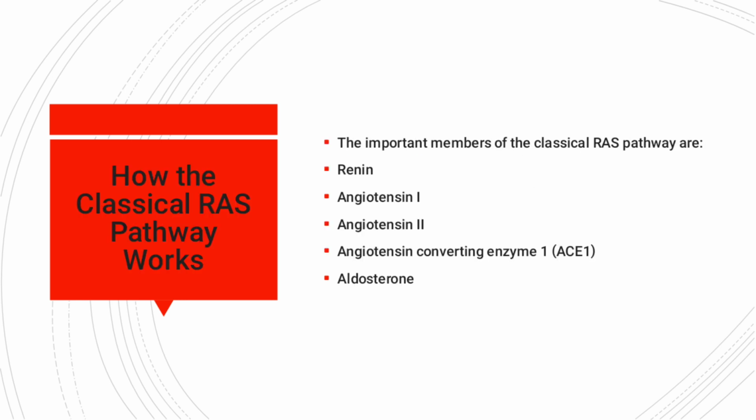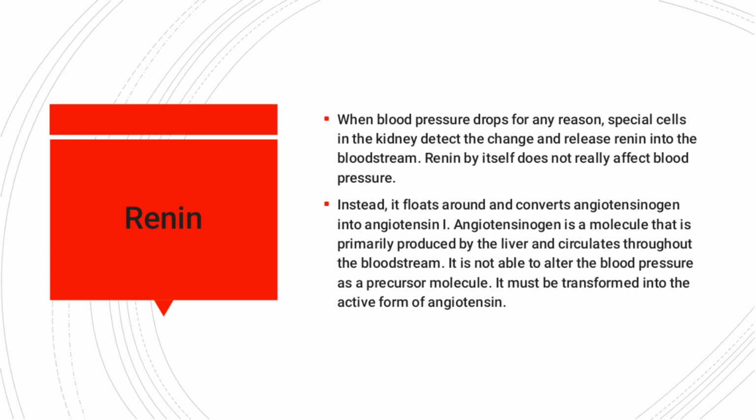How the classical RAS pathway works. The important members of the classical RAS pathway are renin, angiotensin 1, angiotensin 2, angiotensin converting enzyme and aldosterone. Renin. When the blood pressure drops for any reason, special cells in the kidney detect the change and they release renin into the bloodstream. Renin by itself does not really affect the blood pressure. Instead, it floats around and converts angiotensinogen into angiotensin 1.